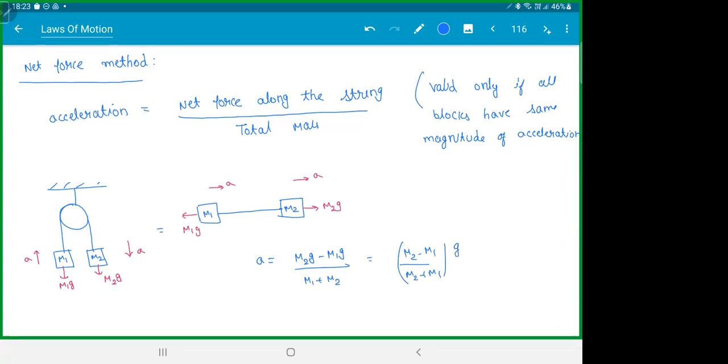Is this clear? Is this logic making sense? So you're taking forces along the string because only they are responsible for making the acceleration. So here M2G is supporting the motion, M1G is opposing the motion. So it is M2G minus M1G by total mass.